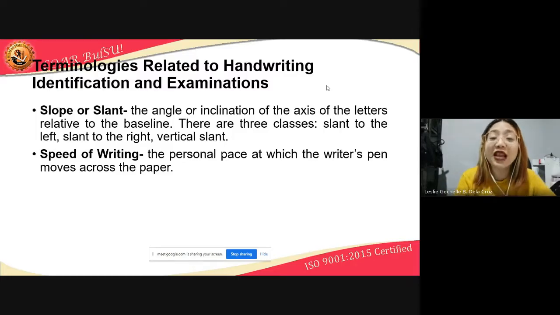Okay? Speed of writing. The personal pace at which the writer's pen moves across the paper. Kung gaano kabilis magsulat ang isang tao, hindi ito yung mabilis magsulat. Ito yung bilis niya sa pagsusulat.